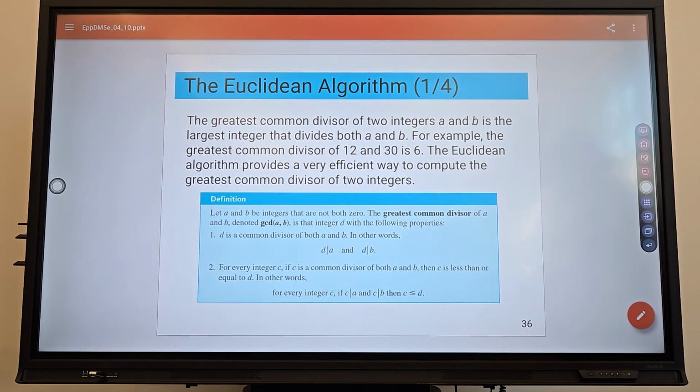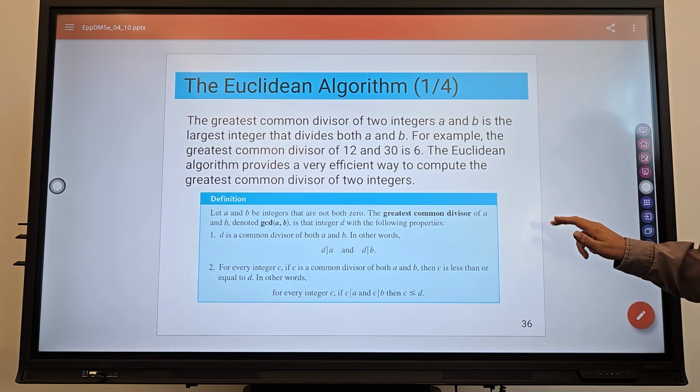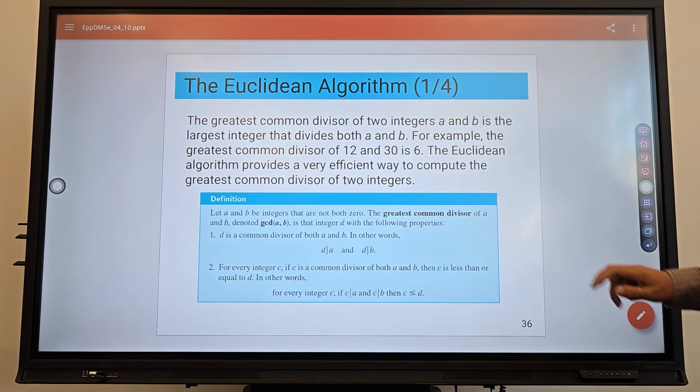This gives a definition of the greatest common divisor. I think we are all familiar with this. It's just a formal definition of it.